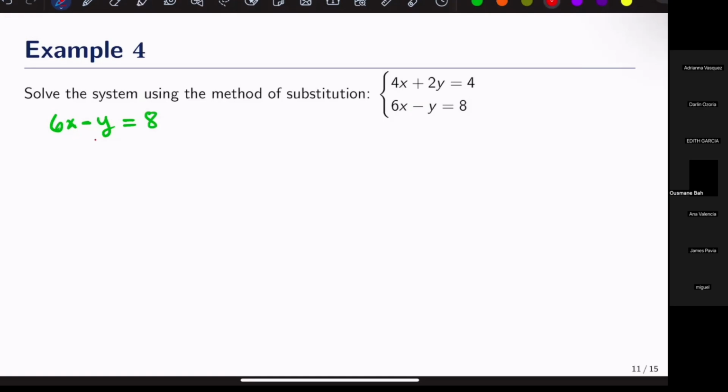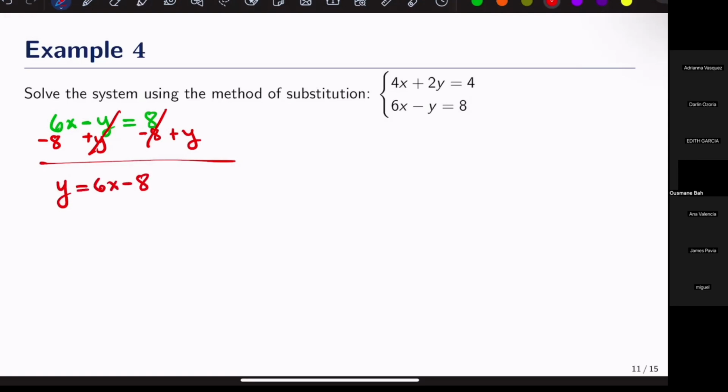I'm actually going to just add y to both sides, and then I'm going to bring that 8 over to the left-hand side. So we're essentially looking at just y is equal to 6x minus 8. Now that y is all alone, let's go ahead and highlight this. Wherever you see a y in that first equation, we're going to plug in our 6x minus 8.